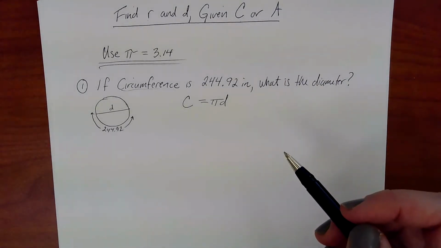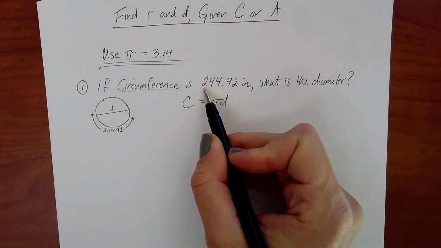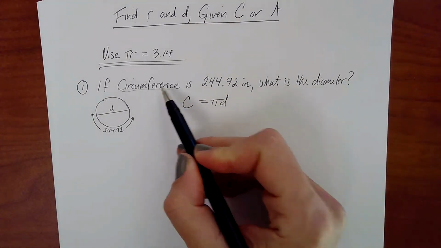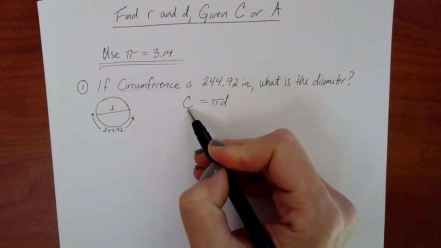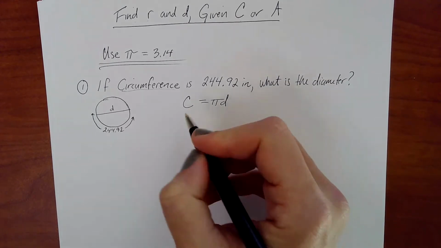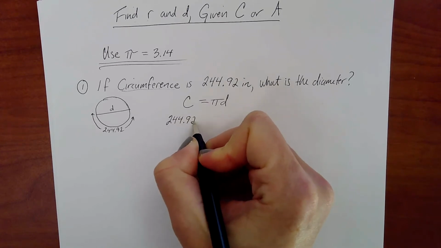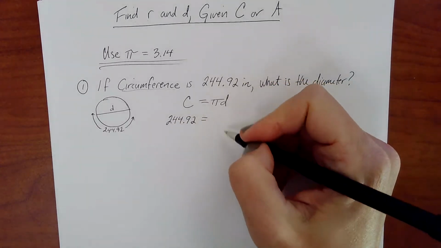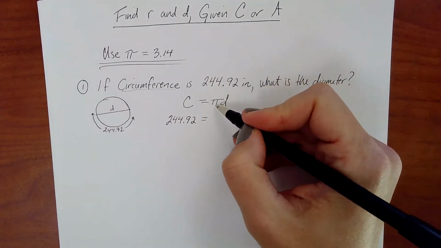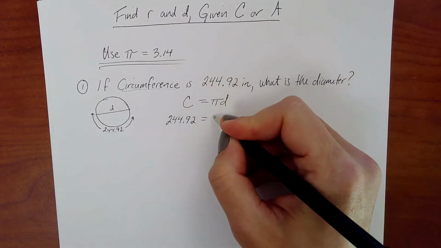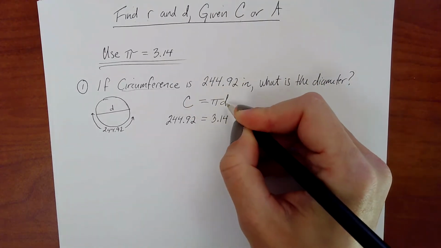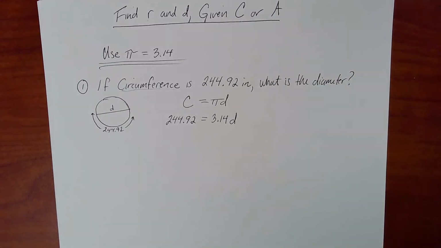So there's the formula. Now let's sub in what we know. We know the circumference is 244.92. That's going to go here under the C. Under the C. Under the C. I won't sing on tape. Pi is 3.14. I don't know the diameter, so I rewrite the letter D.